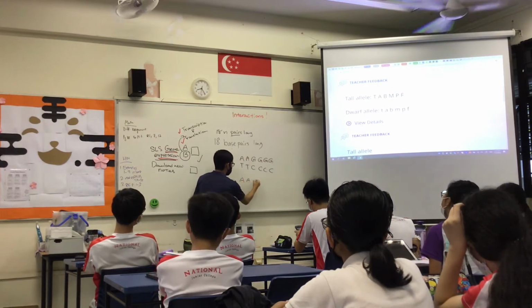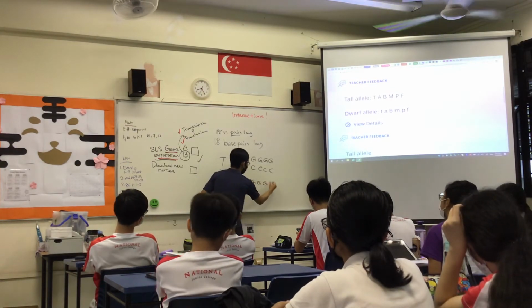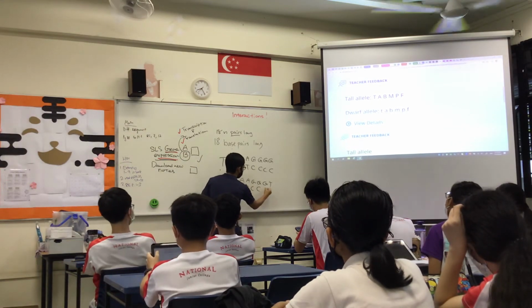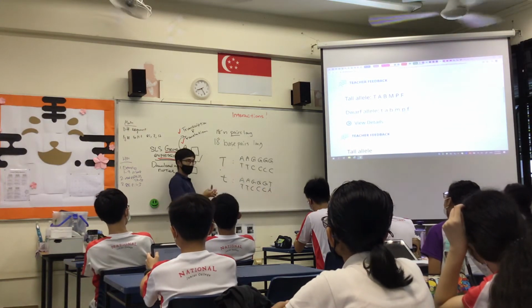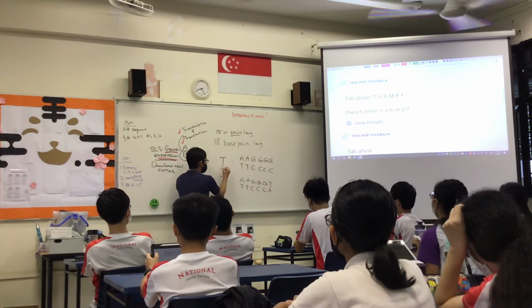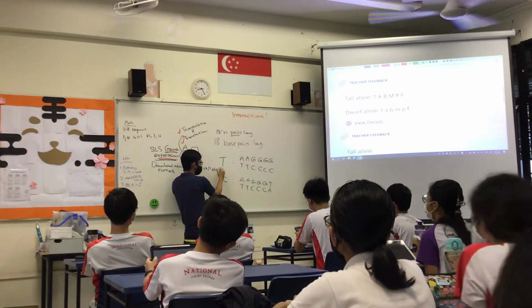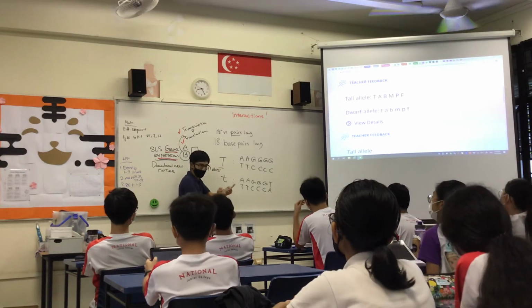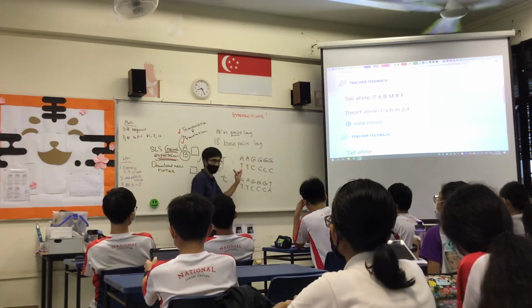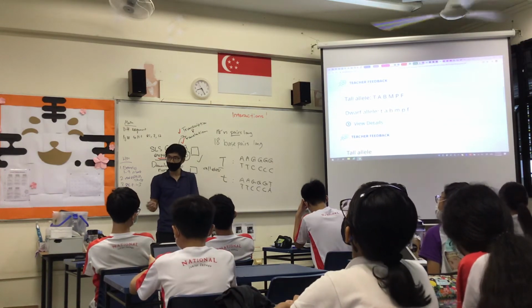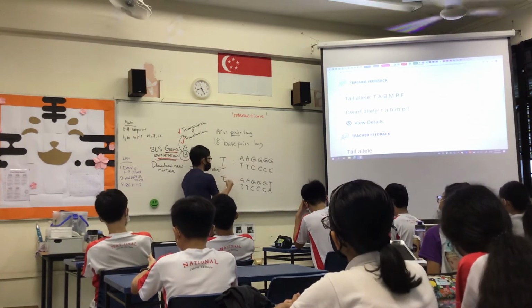A, G, G, G, T. T, T, C, C, C, A. When you see these alphabets, these are alleles. What do they truly represent? They represent a sequence of DNA. It's very painful for you to write down an entire sequence, right? So you just write down the alphabet and that will do.